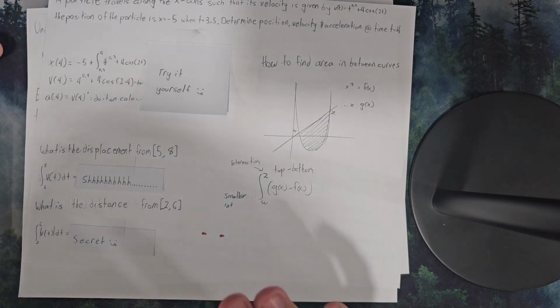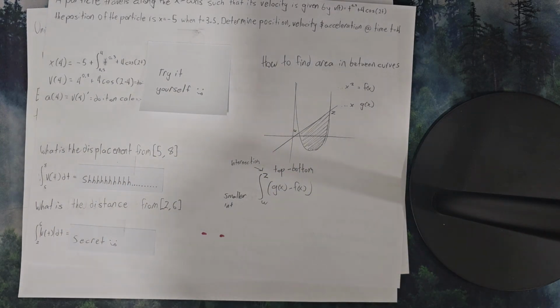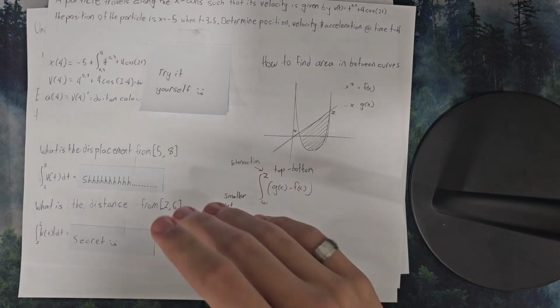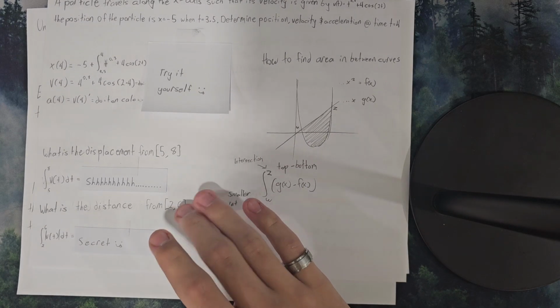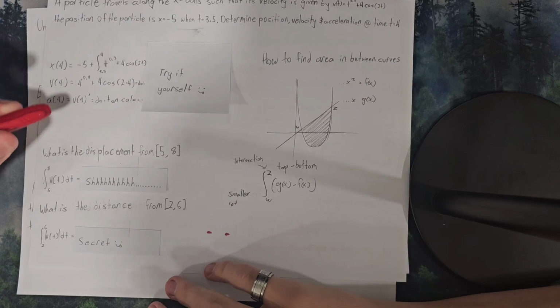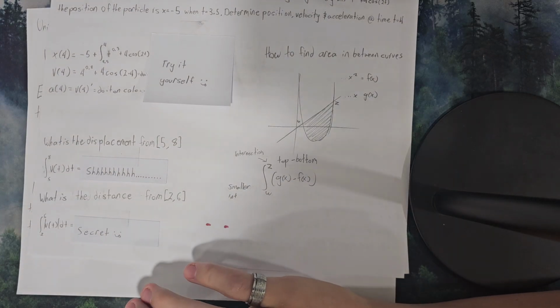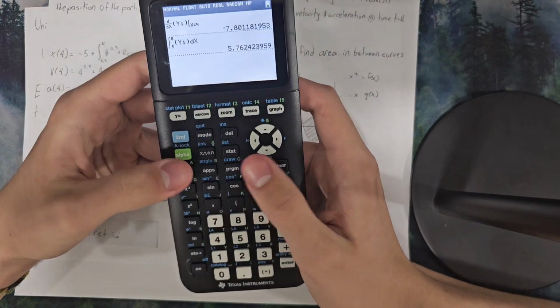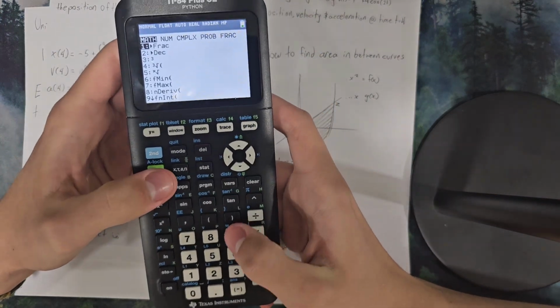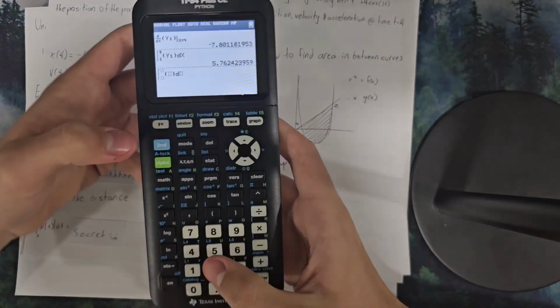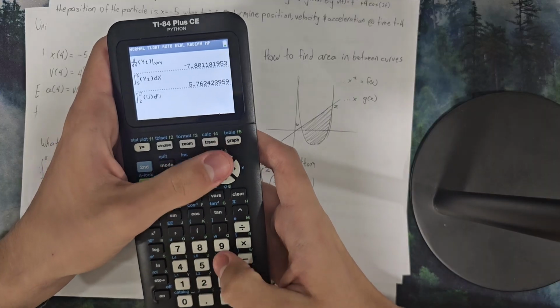Now, what is the distance from 2 to 6? Almost the exact same, okay? And this is where a lot of people get mixed up. It's almost the exact same, except for the fact that it is an absolute value, okay? So, let's do the same thing. Let's put it into our calculator. Math 9 from 2 to 6.